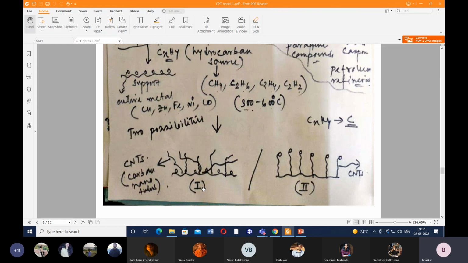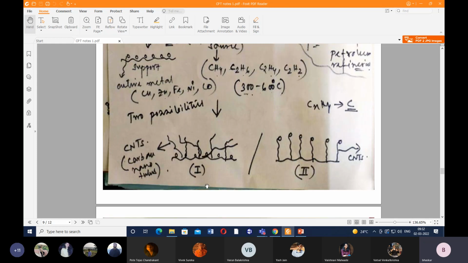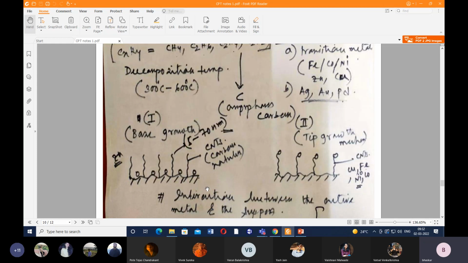They have a tubular structure, high surface area, are highly conductive in nature, and have good electron transport properties. That's why they are also being used in photocatalysis and electrocatalysis. That is why people are using carbon nanotubes.